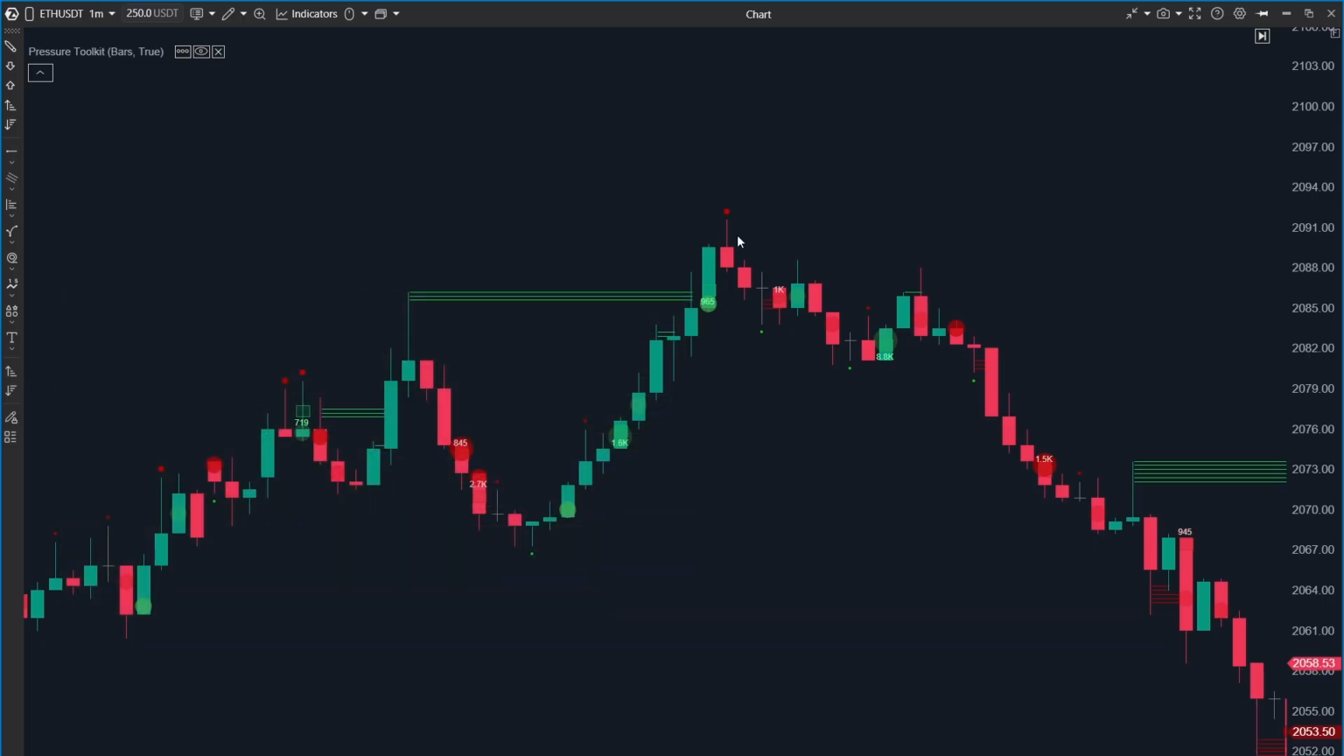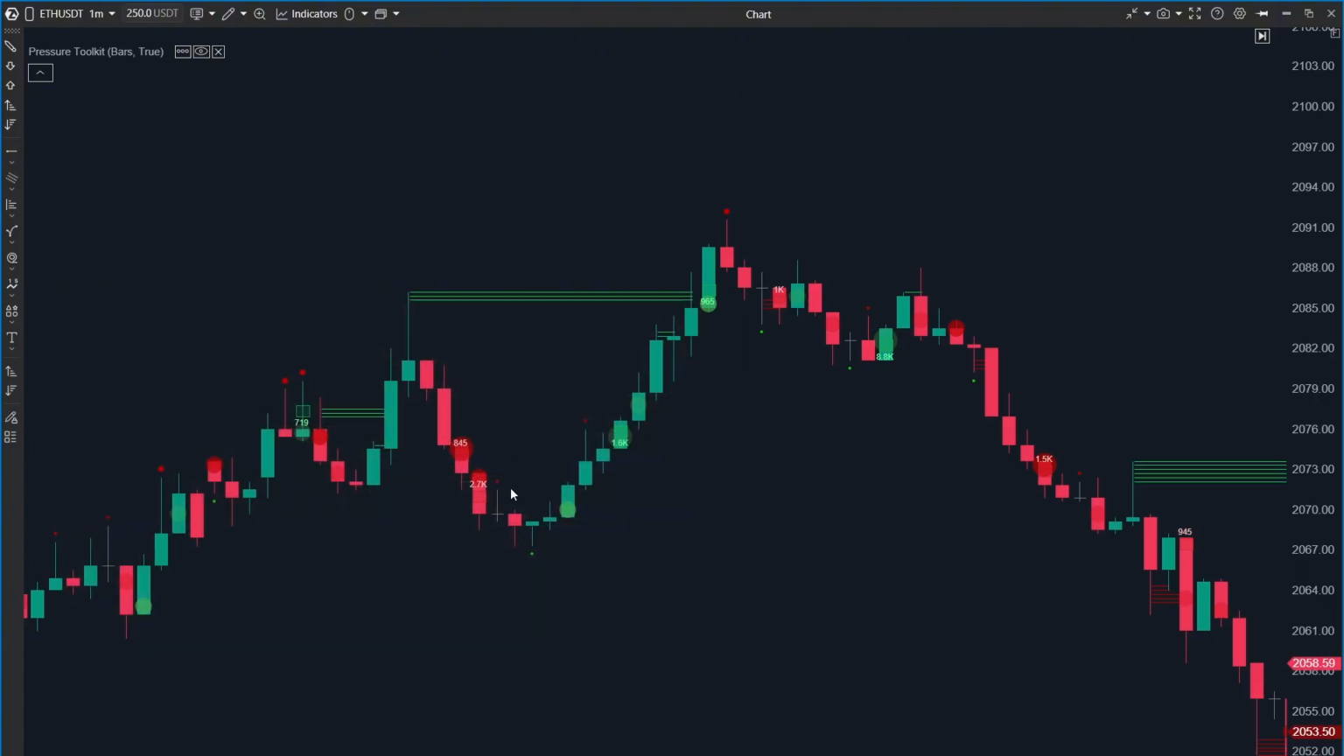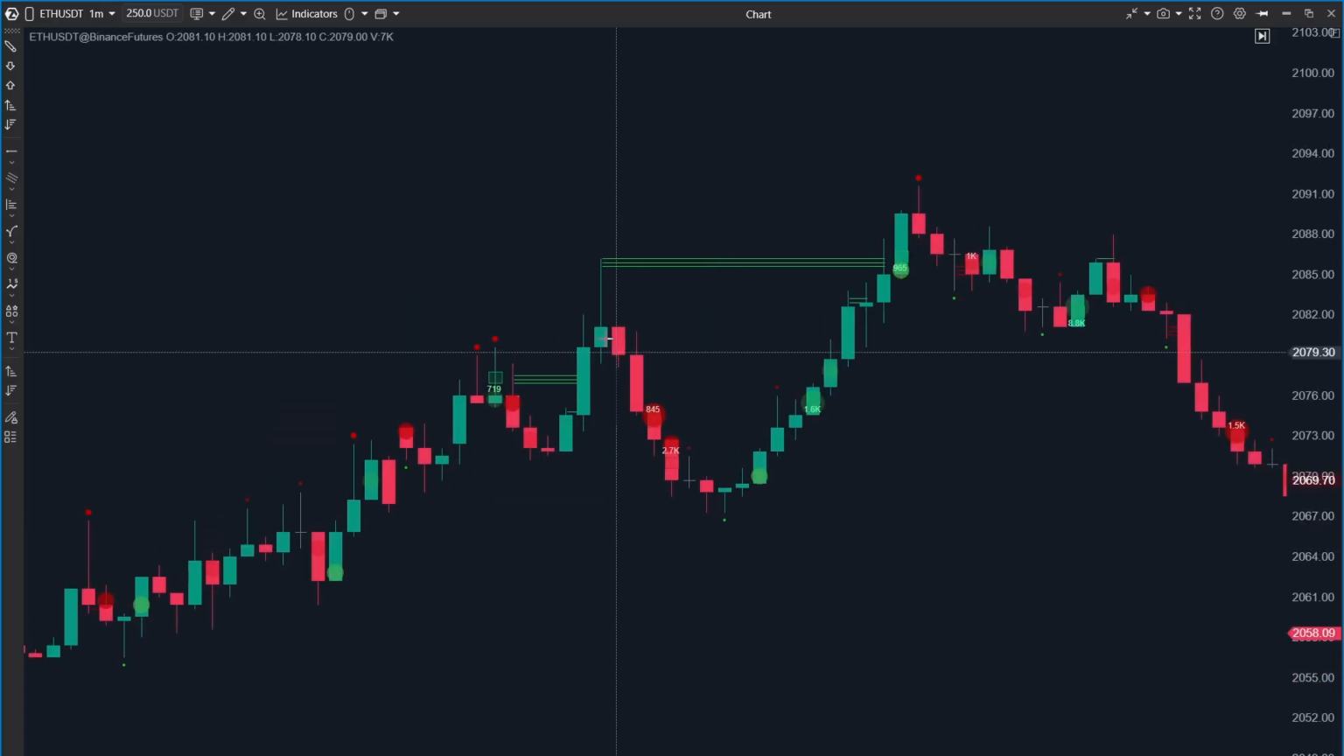So if you feel like you're not getting too many large dots, you can reduce this to 1 or 1.5, and you will see more of these signals. So the default value should be fine, but you can play around with it if you feel like you're not getting enough large absorption dots.